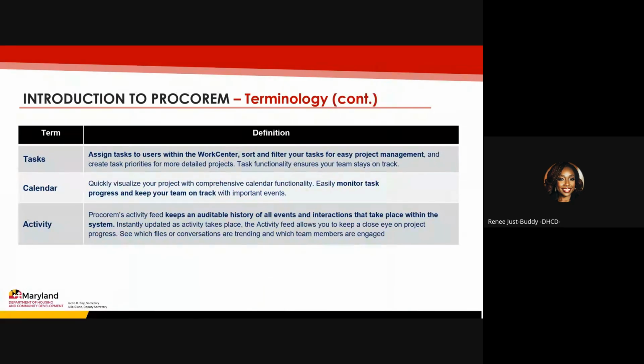Tasks are assigned to users within the work center, and you can sort tasks, you can filter tasks assigned to you, and it also allows you to easily manage all of the projects that you are working on in Procorum. The calendar view allows you to easily see at a high level any tasks that have been assigned to you, and you can also track the progress of those tasks in the calendar view. And Procorum's activity feed is also your home screen, and it keeps an auditable history of all events and interactions that take place within the system. We'll later see how to navigate these features during the system demo.